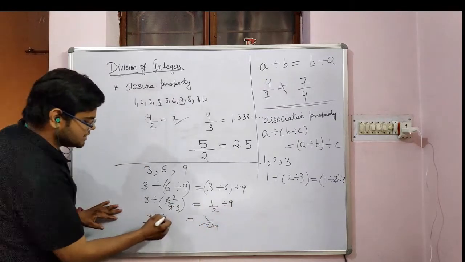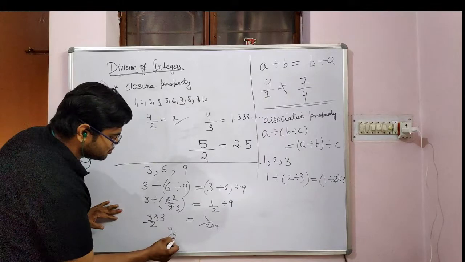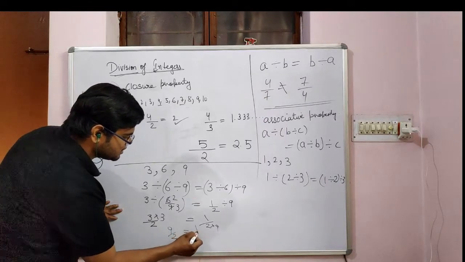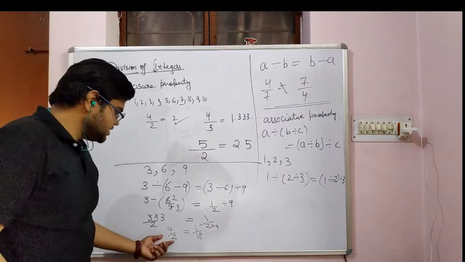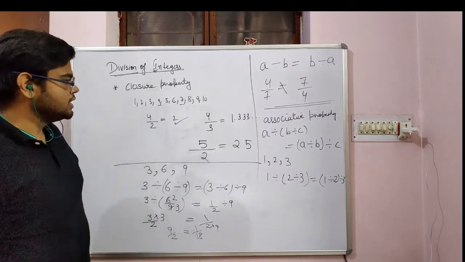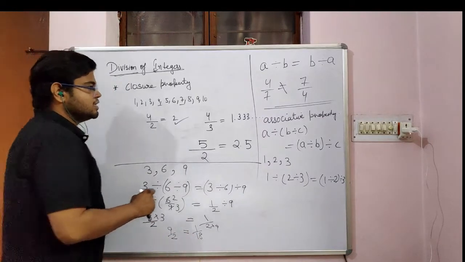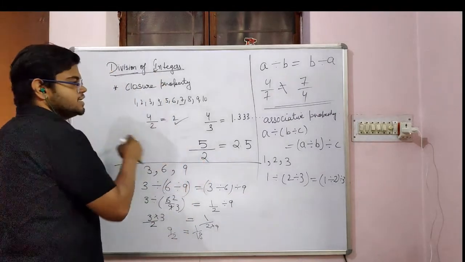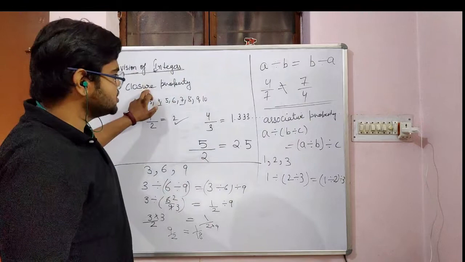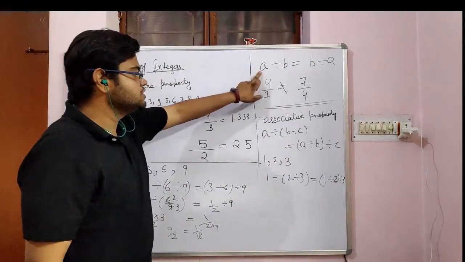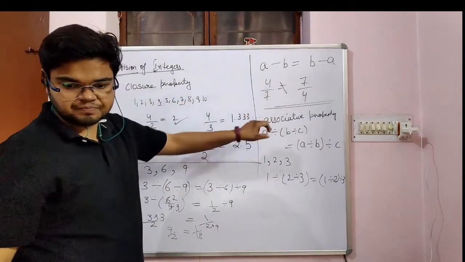So what will be the result here, children? 9 upon 2. And what about the result here? 1 upon 18. So children, these two numbers are not equal. So division for integers is not associative. So it is not closure, it is not commutative, it is not associative.